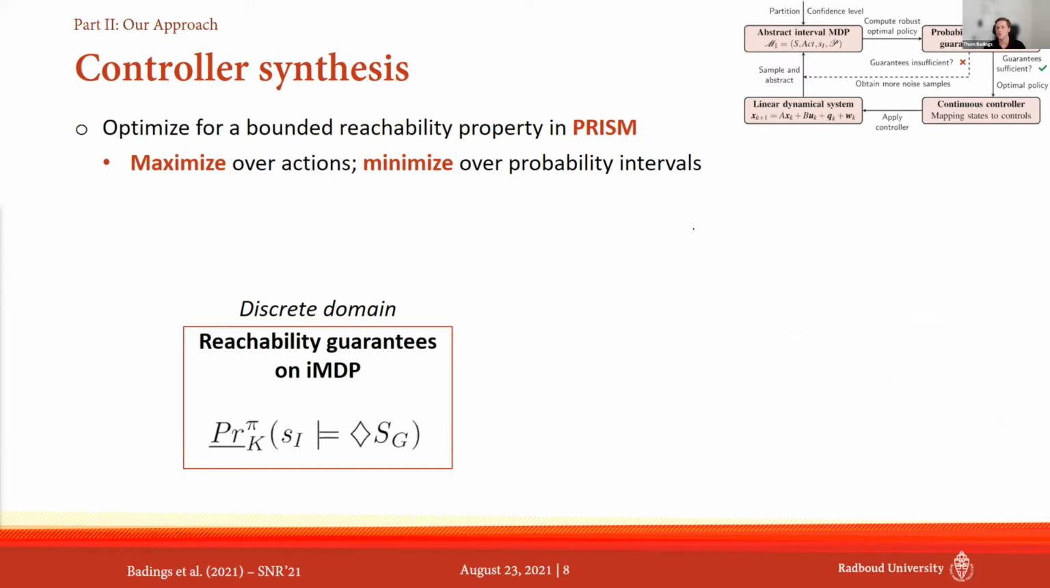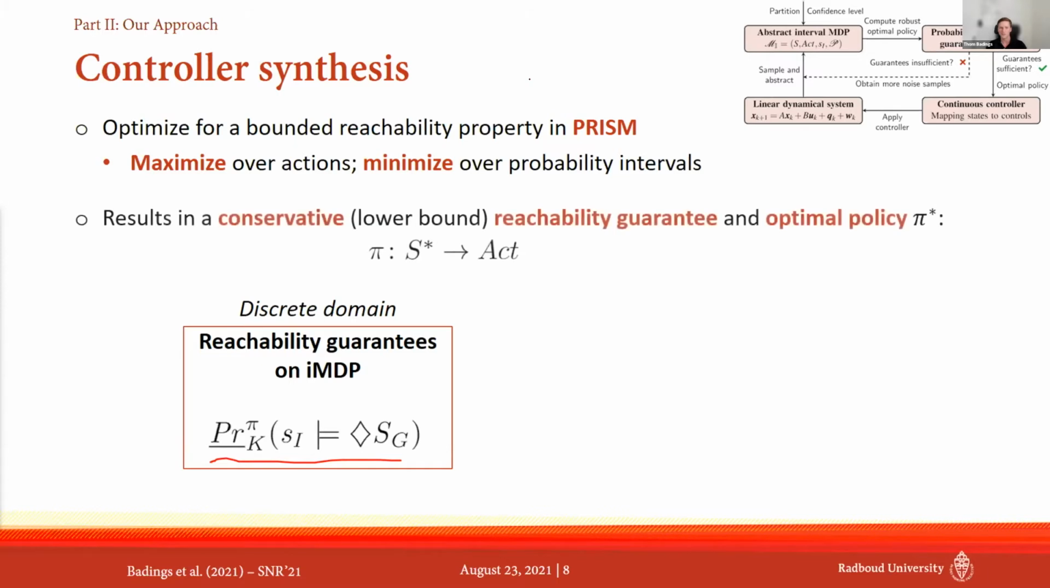All right, so when we then have defined our abstraction, we want to optimize for, in our case, a step-bounded reachability property. And we do that in the model checker Prism. Essentially, we want to maximize the reachability probability, which is written as here. And we want to maximize over the set of available actions, while we minimize over the probability intervals of the interval MDP. By doing so, we actually obtain conservative, or lower bound, reachability guarantees on this interval MDP.